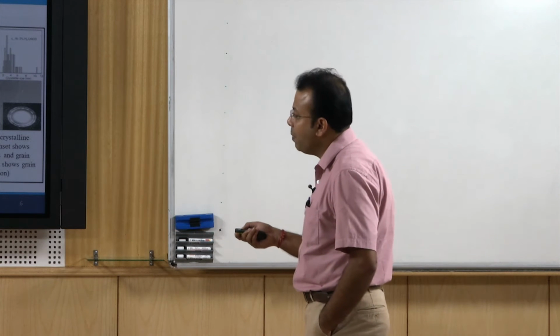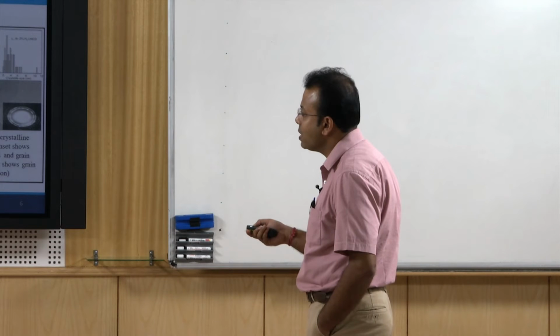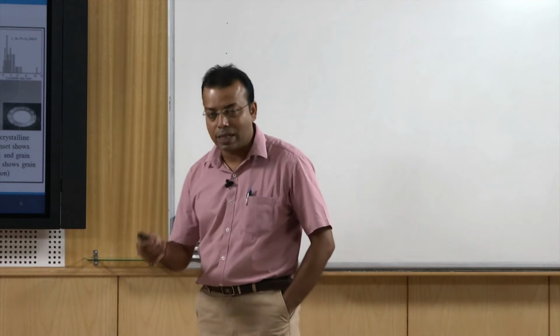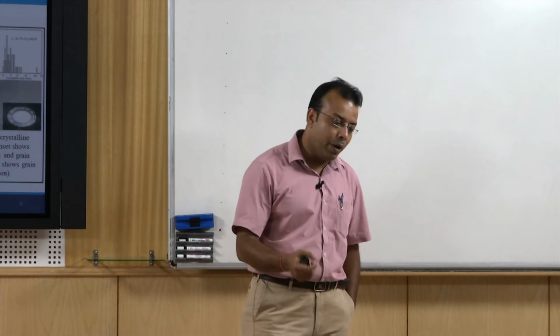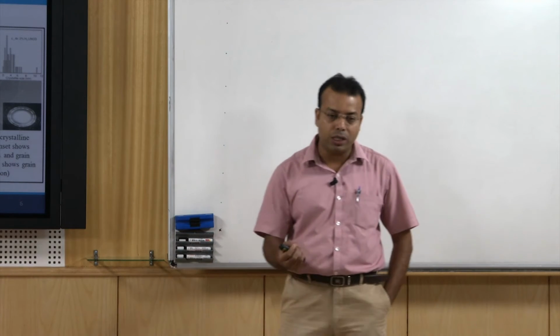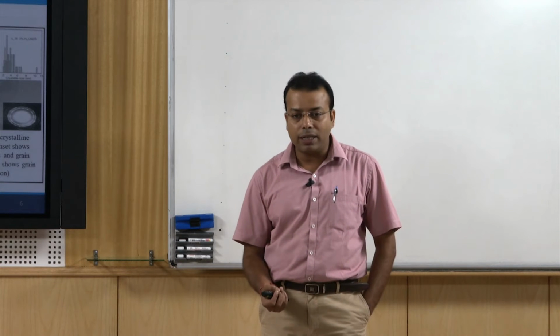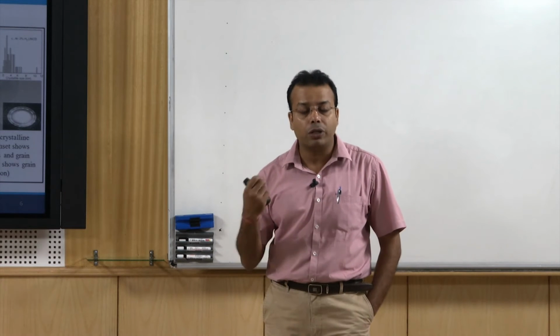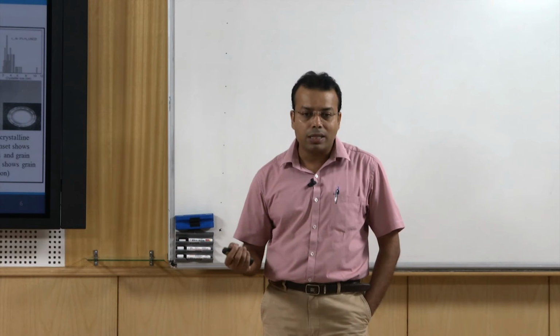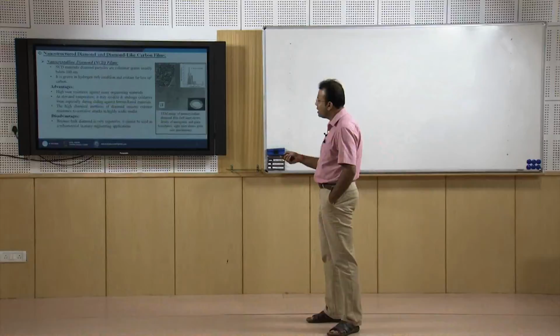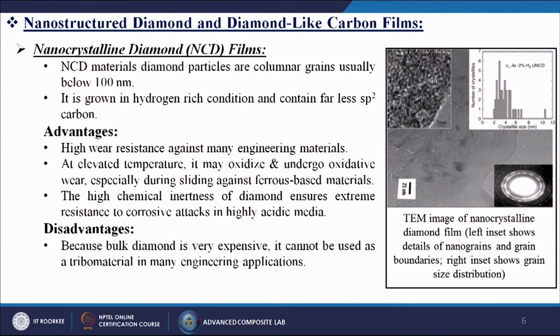So, what are the disadvantages? Because bulk diamond is very expensive, it cannot be used as a trimmer material in many engineering applications. Yes, of course, but still people are using this kind of diamond which is artificially made in the laboratory itself, and it is not the diamond which we generally use for ornamental purposes, it is diamond which has high impurity. So, those materials can be used for this kind of modification.